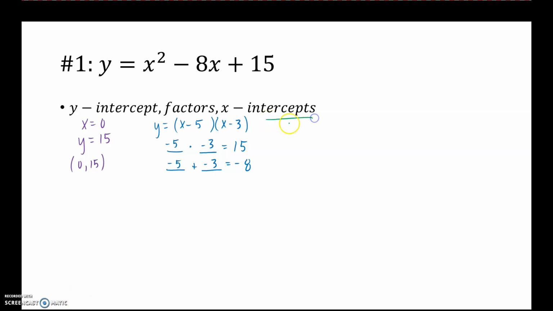Now my x-intercepts, I set y equal to 0. Okay, set each individual factor equal to 0. Solving this equation, I add 5 to both sides. So I get x is equal to positive 5, x is equal to positive 3. As ordered pairs, I get 5, 0, and 3, 0.